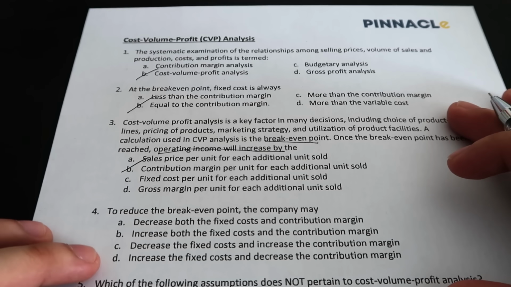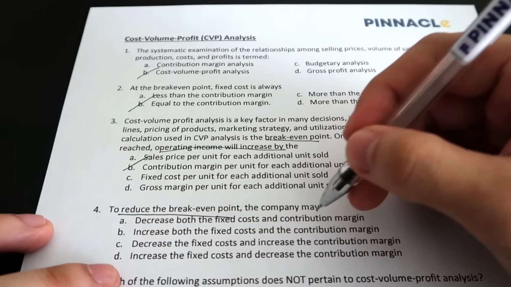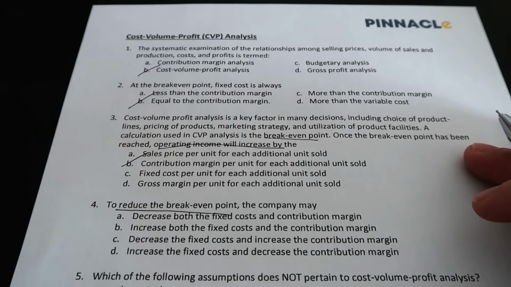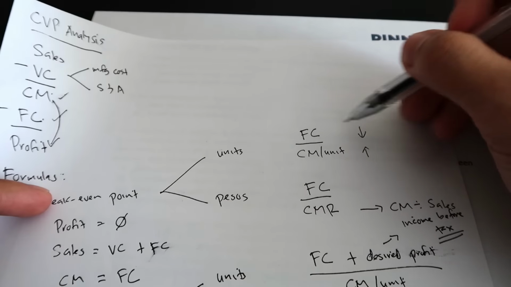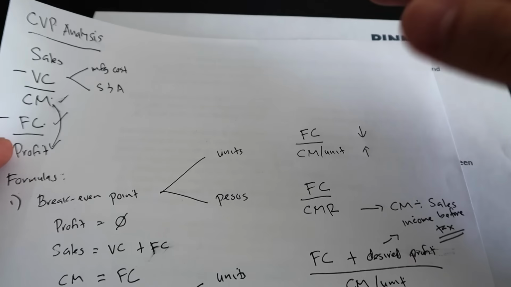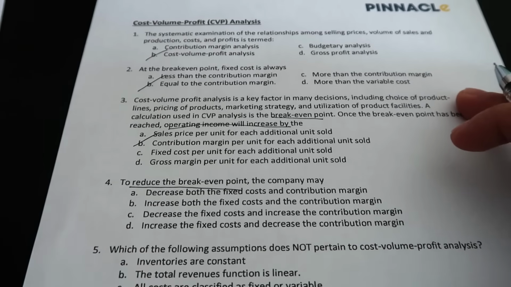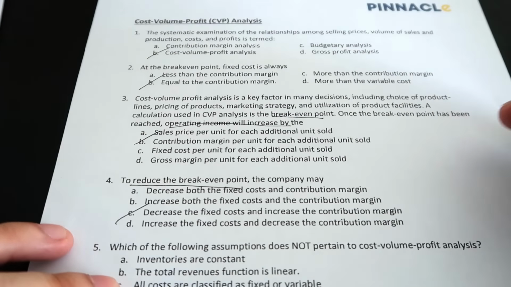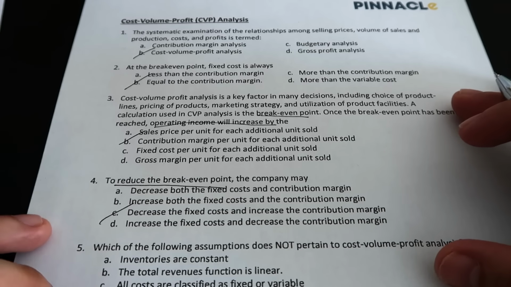Okay, number 4, to reduce the break-even point. The company may, okay, kaya kailangan alam mo yung formula. Tama ba? How do you reduce this? You can reduce the fixed cost. We can increase the contribution margin per unit. And we know the lower the break-even point, the better. Okay, answer here is letter C, decrease the fixed cost and increase the contribution margin.